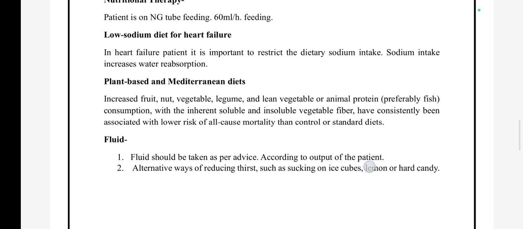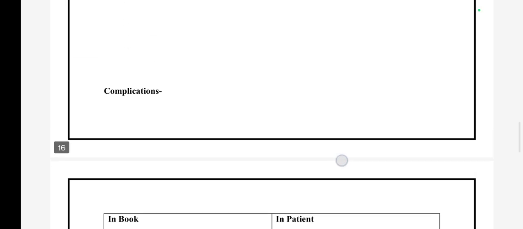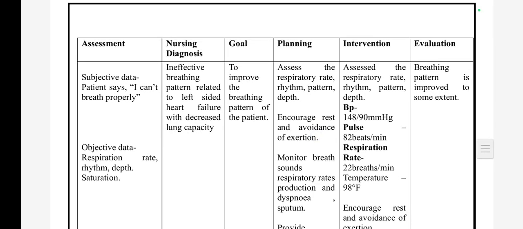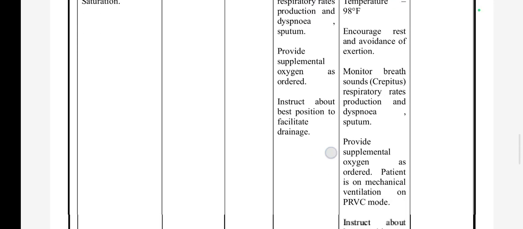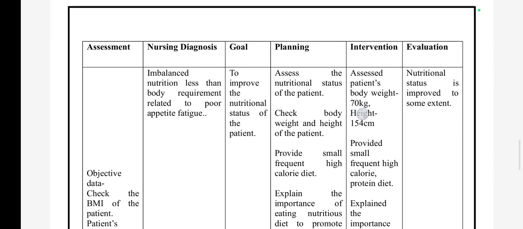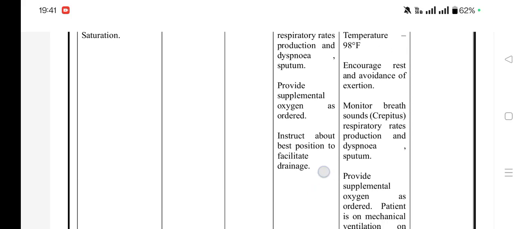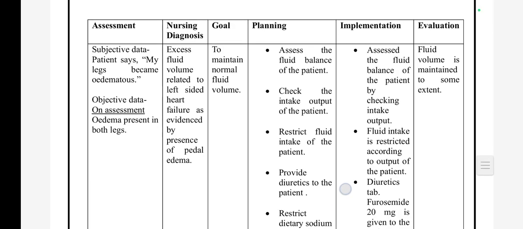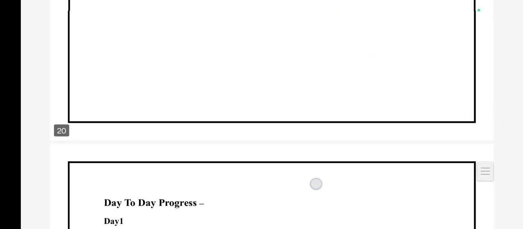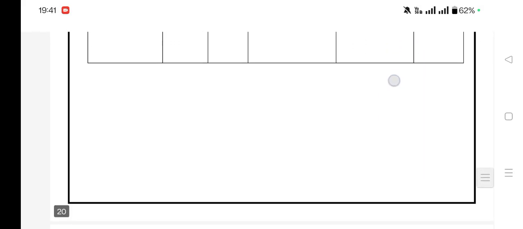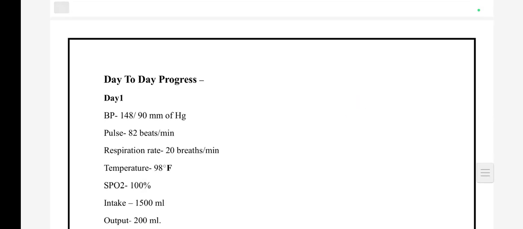The nursing part and the complications should be separate, same as in the book and in the patient, and should be written. Next, coming to the nursing management, ineffective breathing pattern can be a diagnosis. Next, imbalanced nutrition, decreased cardiac output, and excess fluid volume related to left-sided heart failure. Those are the major nursing diagnoses. Other than that, there are different diagnoses, like infection and so on. Next, the day-to-day progress, which you have to mention.